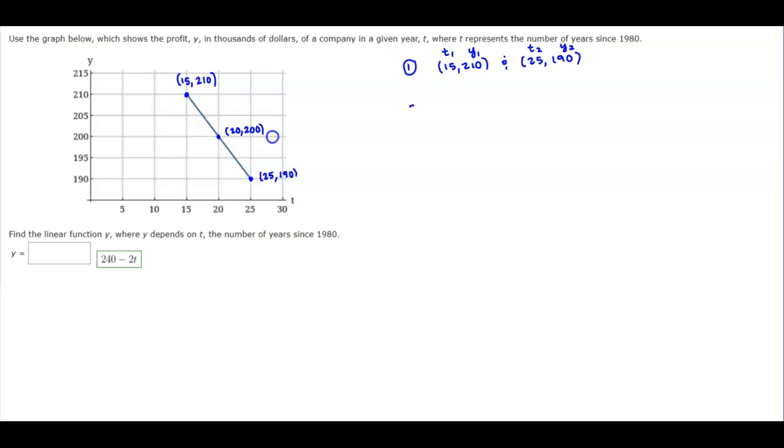Okay, so we're going to find our slope. Our slope is going to be Y2 minus Y1 over T2 minus T1. So we know that we have 190 minus 210 over 25 minus 15. So we end up getting negative 20 in the numerator and then dividing it by positive 10, which gives us a slope of negative 2.